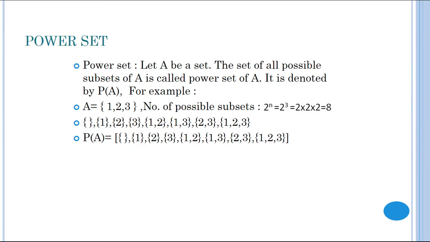So this is an improper subset. Next is a power set. Set A be a set. The set of all possible subsets of A is called the power set of A. It is denoted by P(A). For example, students, we will find a power set in this way. First of all, we will take all the possible subsets of any set. For example, here is a set A, and here are the elements 1, 2, 3.